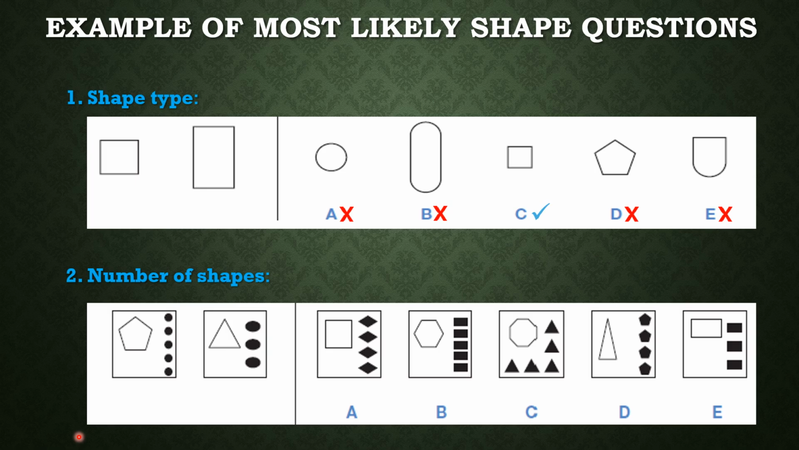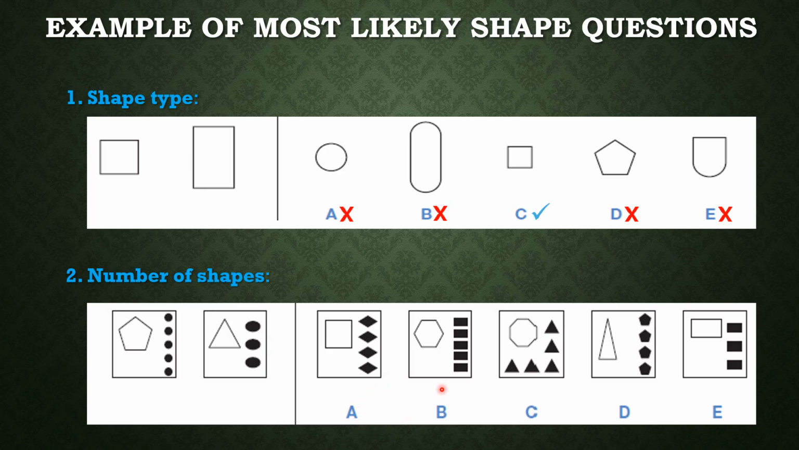Now let's have a look at another example. In this example, we can see the number of dark shapes matches the total number of sides of the internal image. Here it is a pentagon, so we have 5 dark circles. Here we have a triangle, so we have, sorry, 3 ellipses. We need to identify a solution with a similar pattern. If we see A, we have a square and we have 4 diamonds. So this should be the answer.